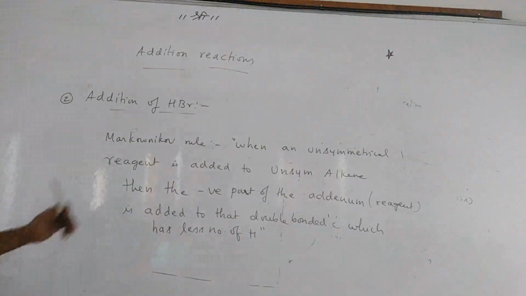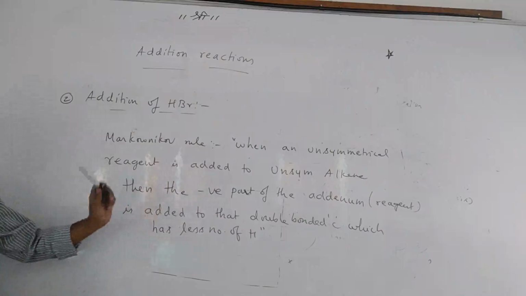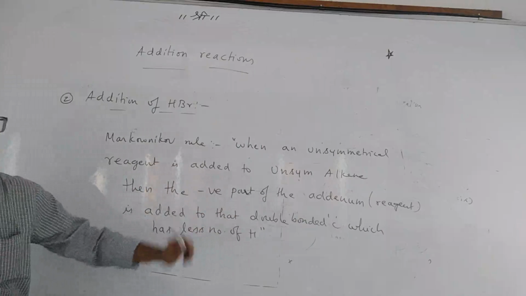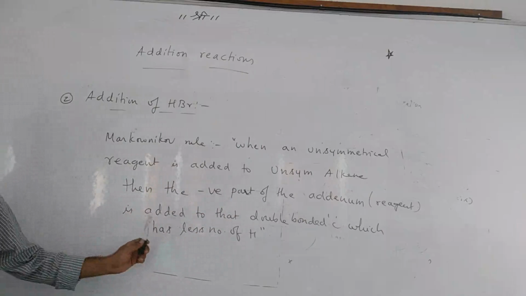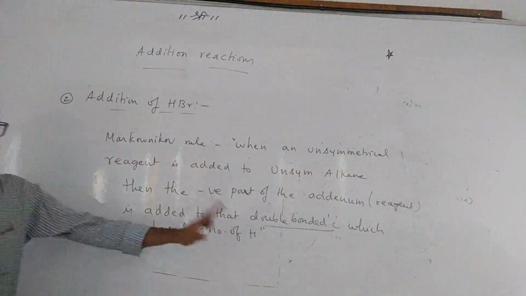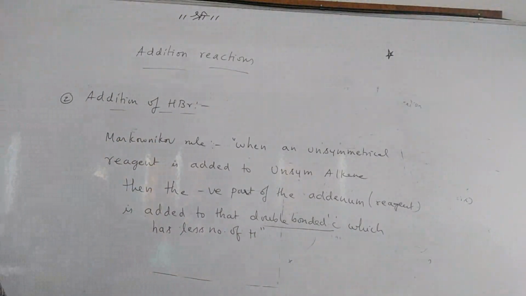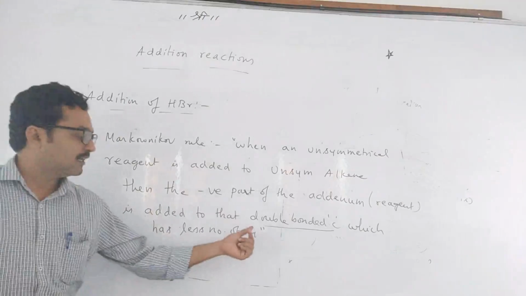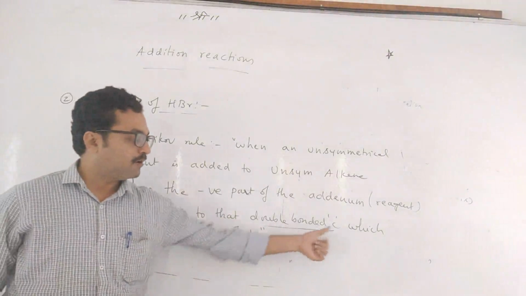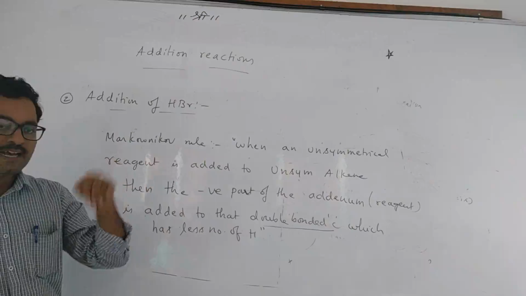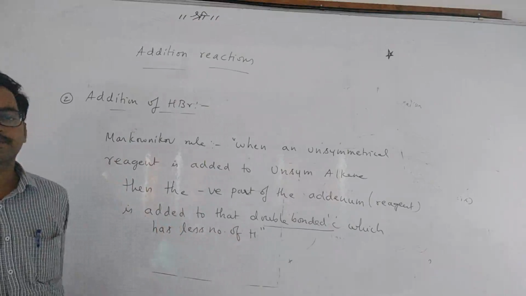What is Markovnikov rule? When an unsymmetrical reagent is added to an unsymmetrical alkene, then the negative part of the addendum or the reagent is added to that double bonded carbon. This also you have to say. Negative part is added to the carbon with less number of hydrogens. Right? So the negative part is added to that double bonded carbon which has less hydrogen; attack will happen there.